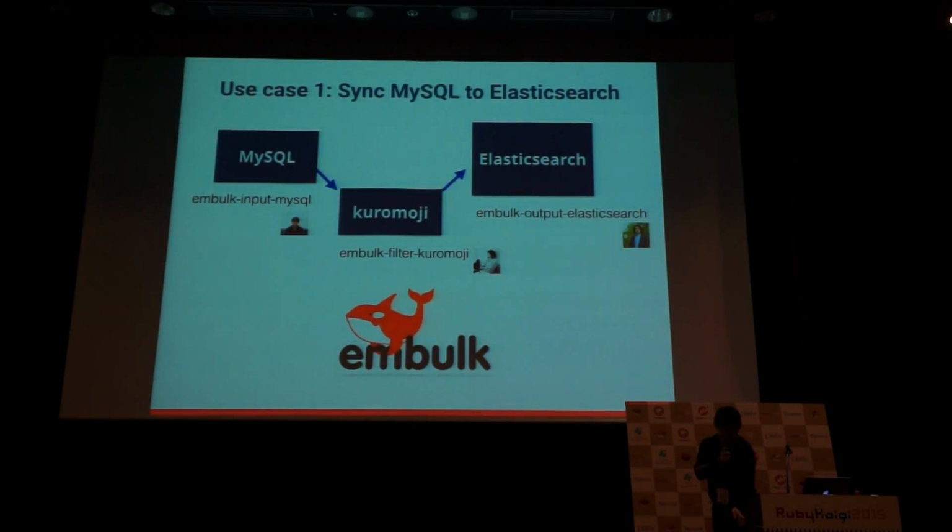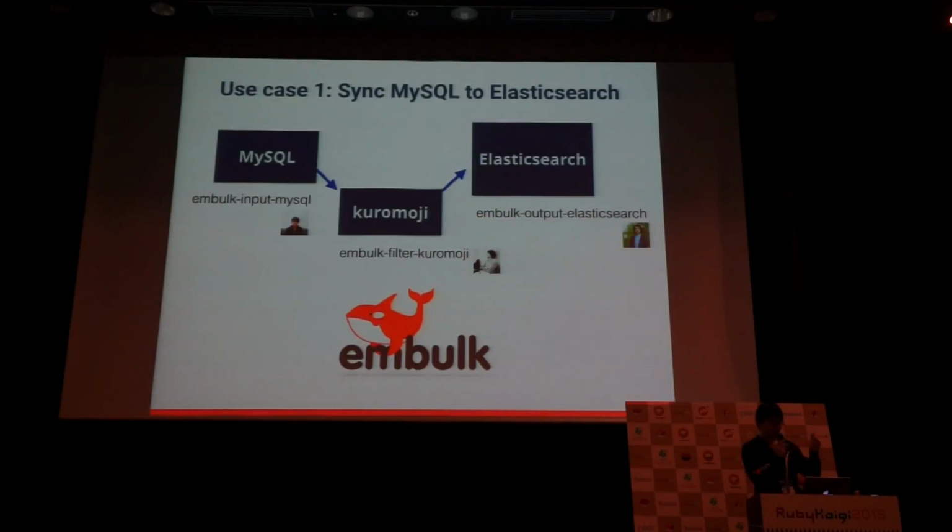So one real use case is like this. There's MySQL and Elasticsearch. You want to sync the data in MySQL to Elasticsearch so that you can search those data. In this case, you can install Embulk input MySQL and Embulk output Elasticsearch. And interestingly, you can also add a filter plugin to convert the structure. This Kuromoji filter plugin does text analysis to add some yomigana. I don't know how to say it in English, but it's Japanese text processing.